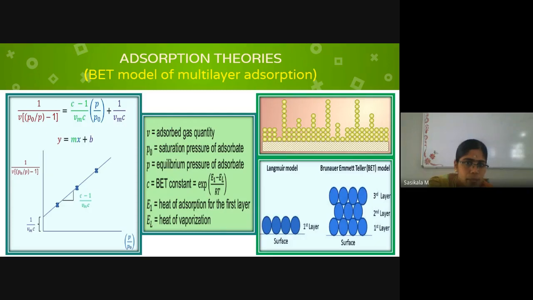These parameters are substituted here to plot a curve, which gives slope and intercept from which we can find out how much adsorption has taken place. Gaseous molecule adsorption can be monitored. So this is the theory applicable for gaseous molecule adsorption in multi-layer form, that is BET theory: Brunauer, Emmett and Teller theory. You can observe the image, and here is the explanation for your equation. Here is the graphical presentation of gaseous molecule adsorption.